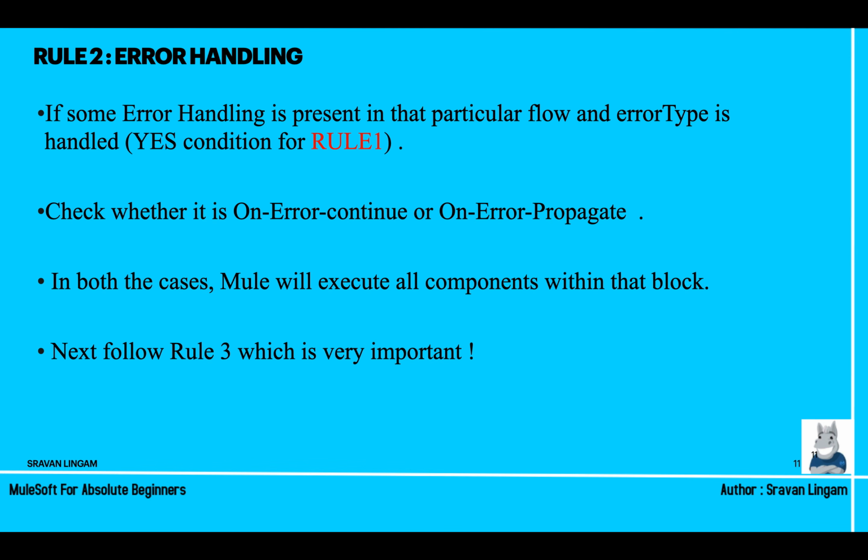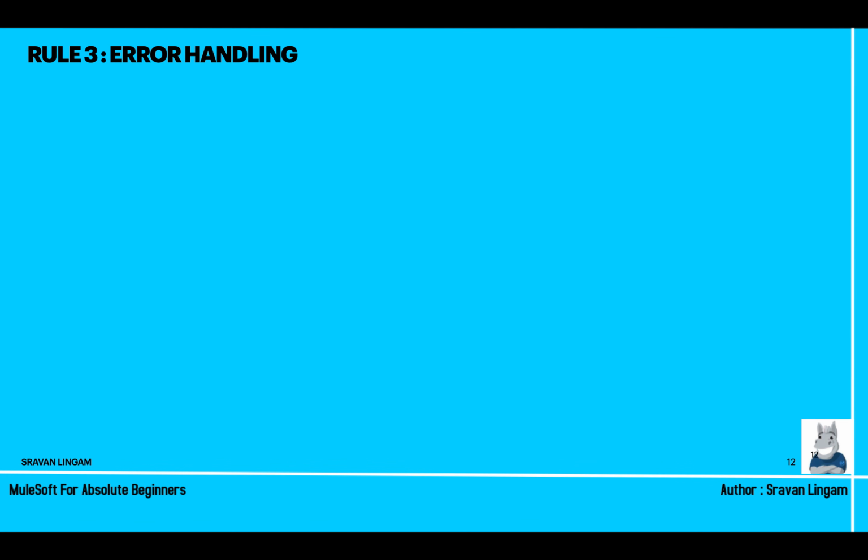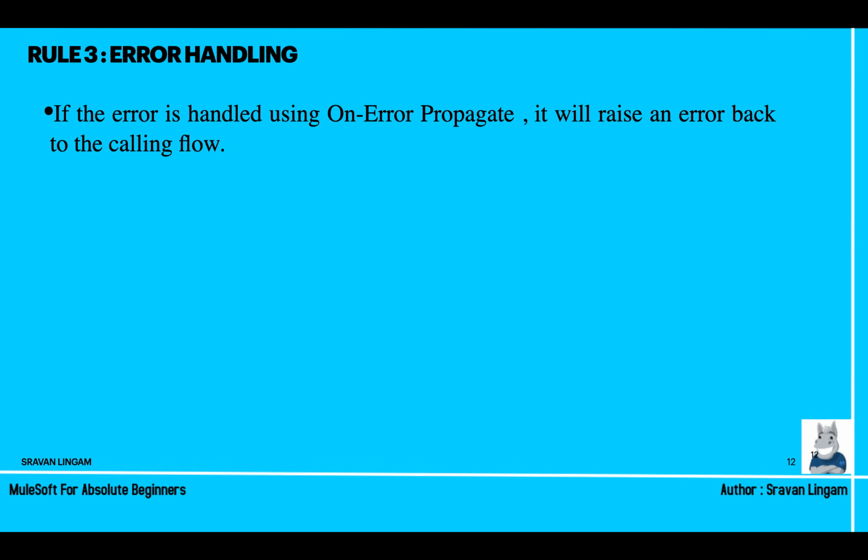Next, follow rule 3, which is very important and very simple. So rule 2 is: if some error handling is present in that particular flow and the error type is handled, yes condition for rule 1, then check whether it is on error continue or propagate, and it will execute all the components within those blocks. Next is rule 3. Rule 3 is: if the error is handled using on error propagate, it will raise an error back to the calling flow.